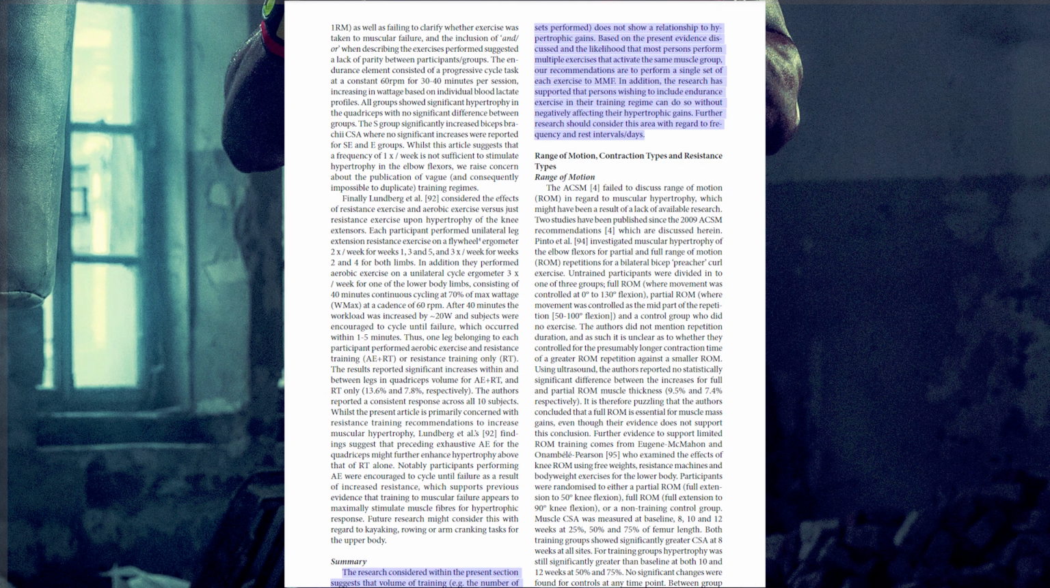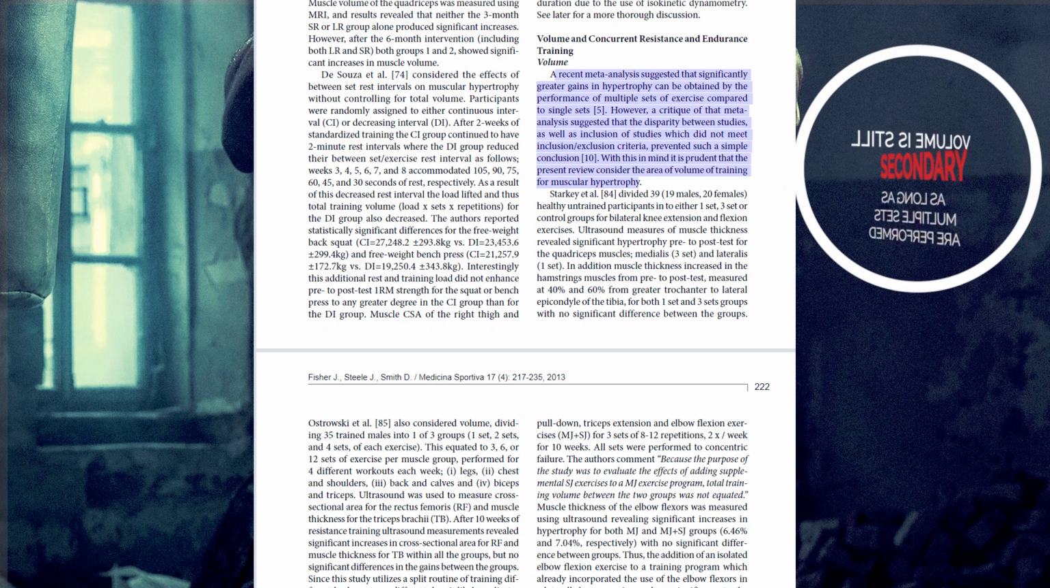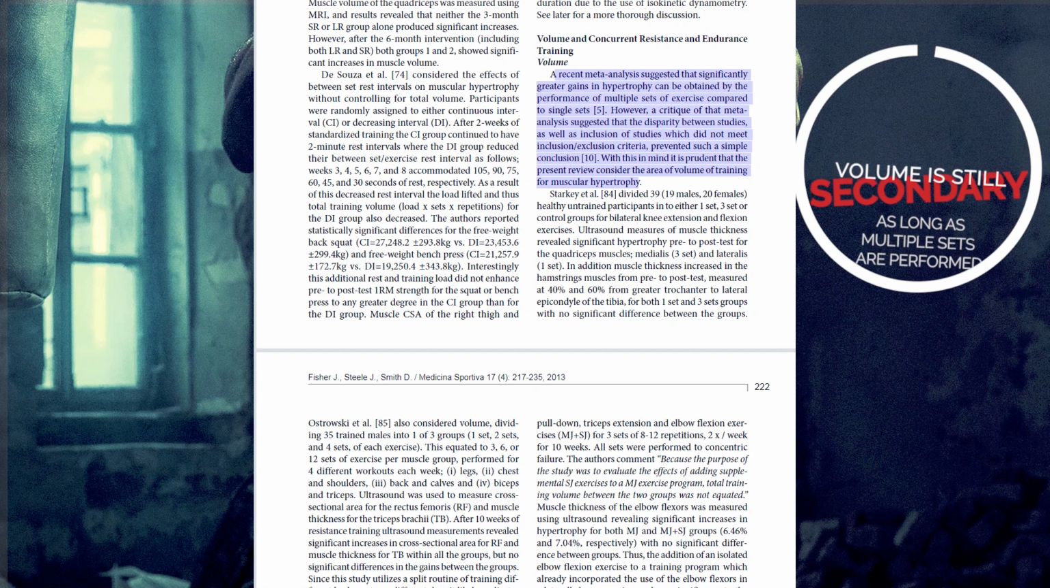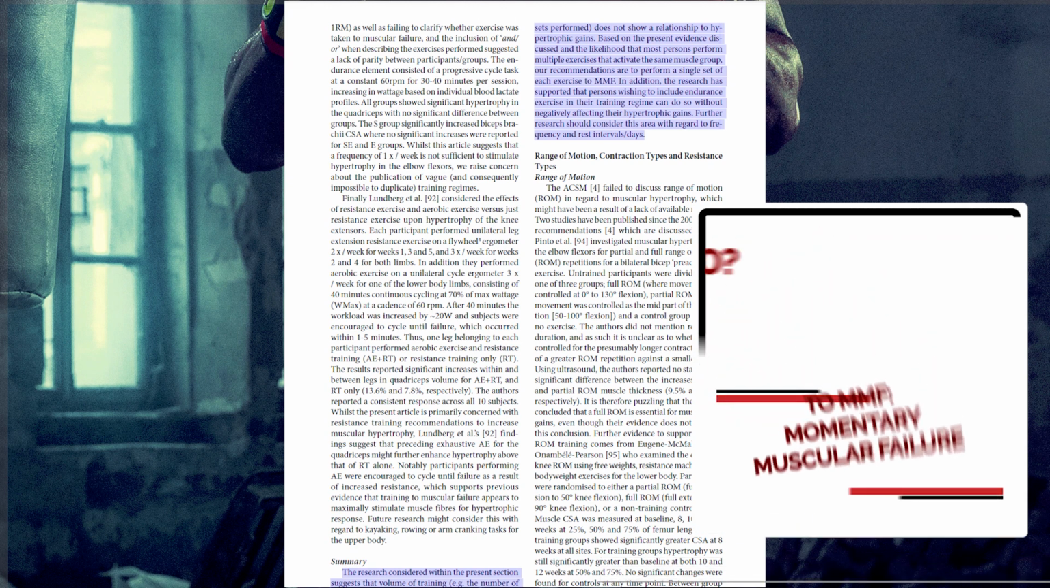Another study has been looking at volume, but the end result of this study has shown that the research considered within the present section suggests that volume of training does not show relationship to hypertrophic gains. Based on the present evidence discussed and the likelihood that most persons perform multiple exercises that activate the same muscle group, the recommendation that this study basically gives is to perform a single set of each exercise to muscular failure.